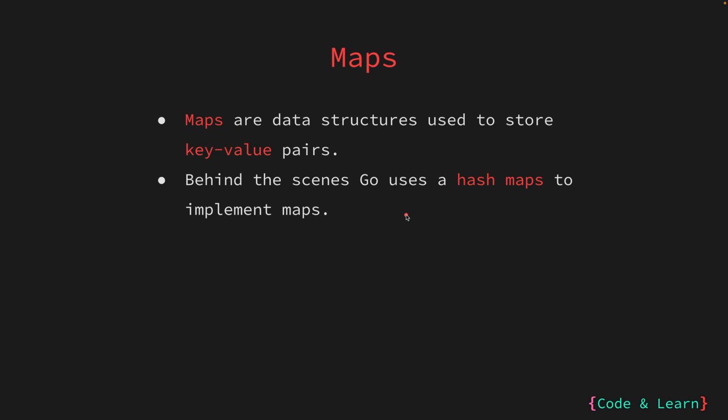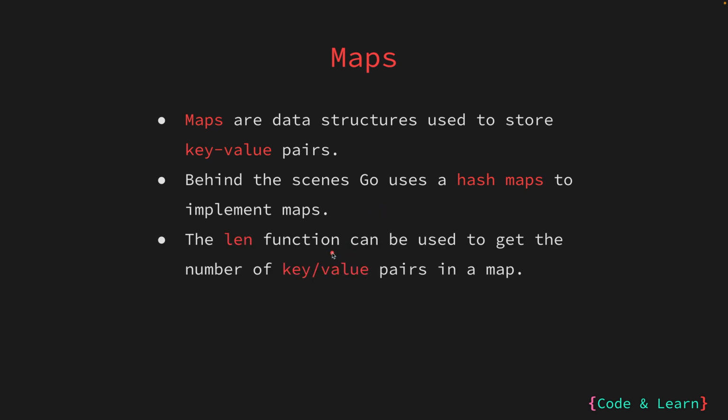However, it's important to note that maps do not guarantee the order of iteration over keys and values, unlike an array or a slice. We will look at how to iterate over key value pairs of a map once we cover the for loop in a future lesson. Like other data types, the len function can be used to get the number of key value pairs stored in a map. Let's now look at some examples of how maps look in Go.